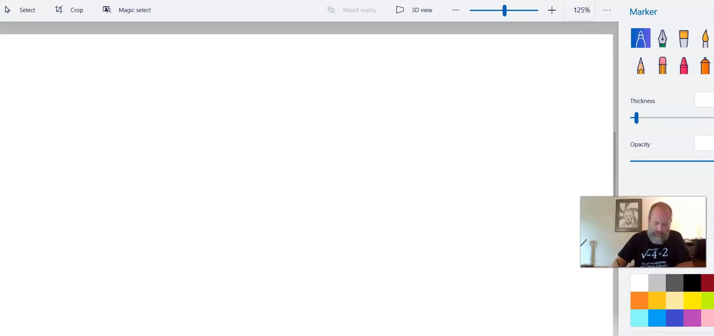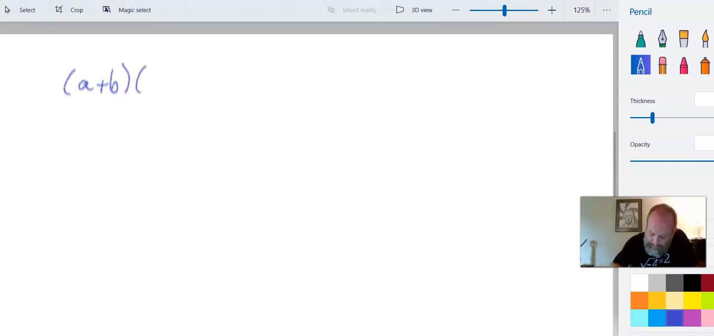So, looking at this, let's go ahead and take a look at a multiplication problem. Do I have the color I want? Yeah, that'll work. So let's say I have a plus b times c plus d. Oh, that is not a d. Let's try that again.